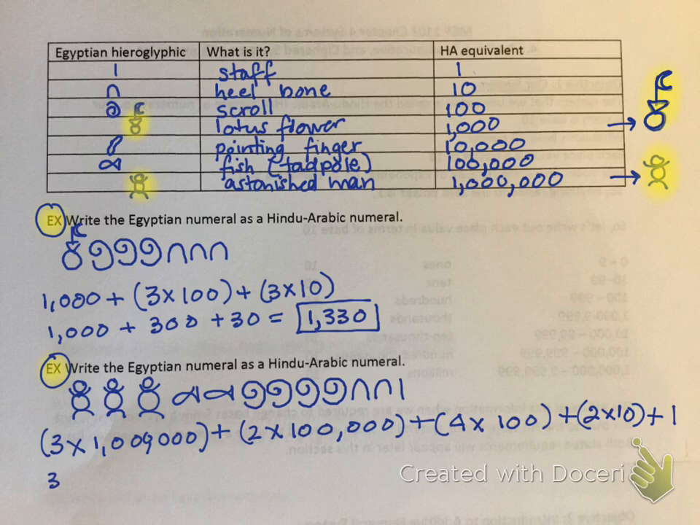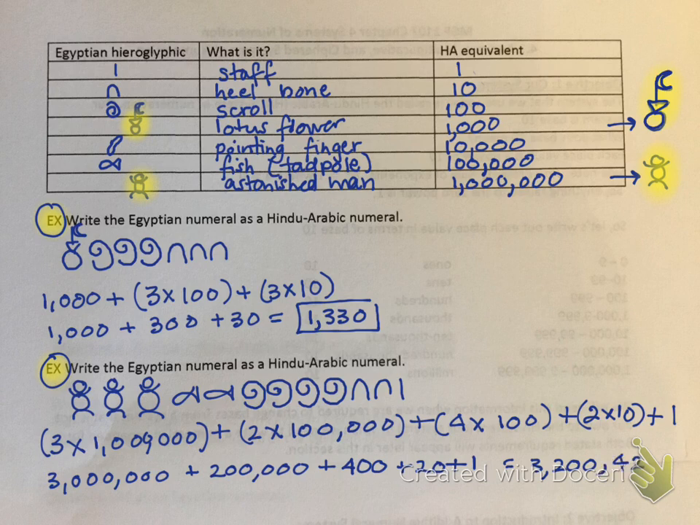Okay, so what do I have? I have 3,000,000 plus 200,000 plus 400 plus 20 plus 1. So that gives me 3,200,421, and that is my answer for this particular one. Okay, so we're going to go ahead and move on.